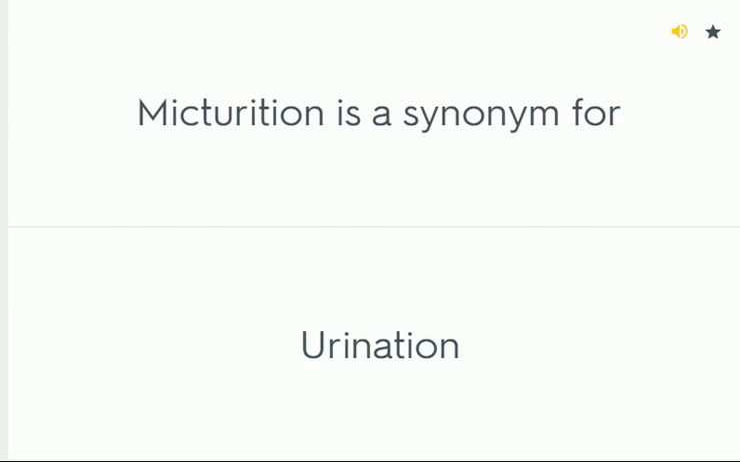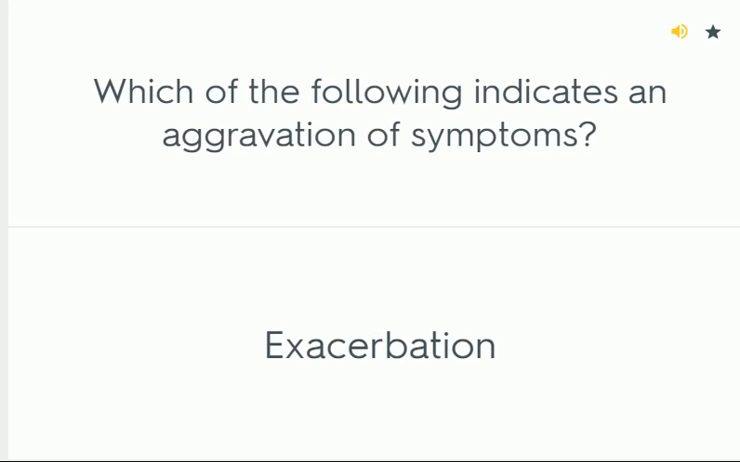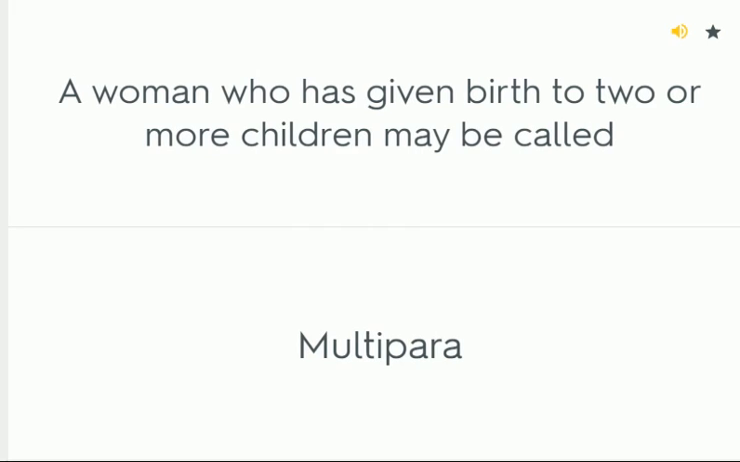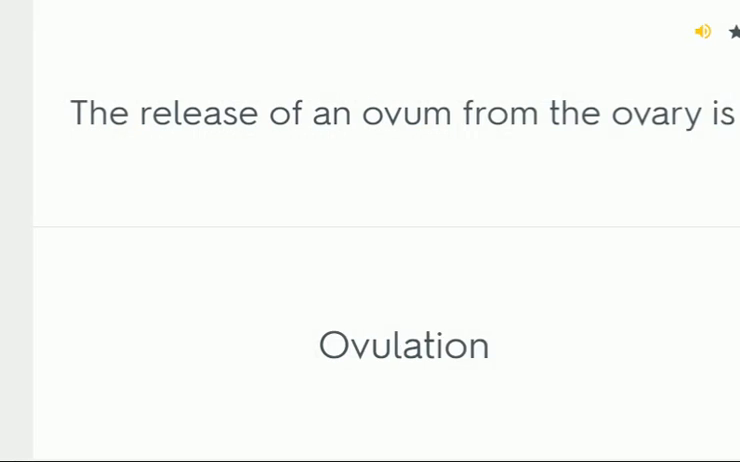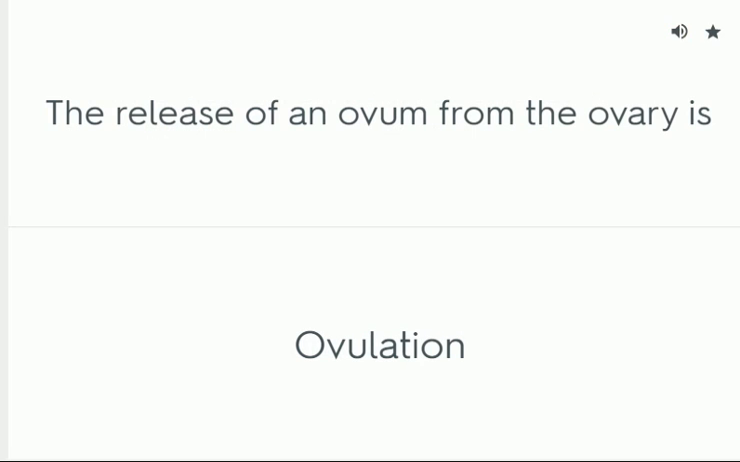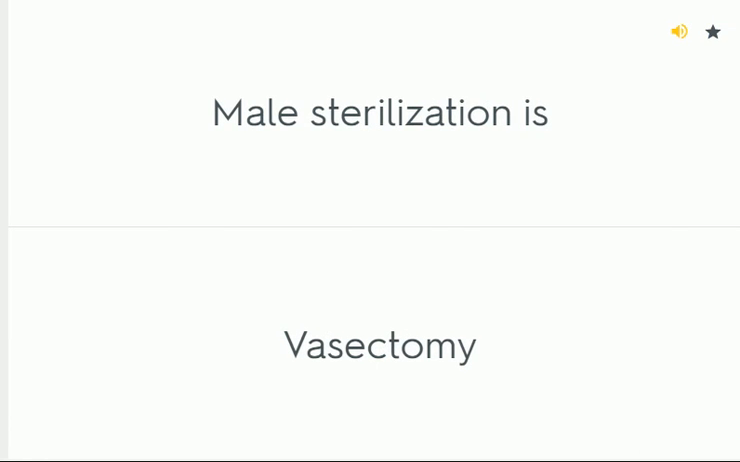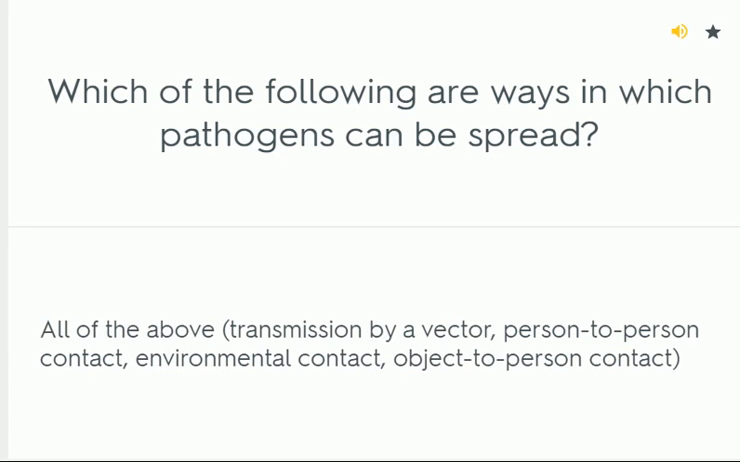Micturition is a synonym for urination. Which of the following indicates an aggravation of symptoms? Exacerbation. A woman who has given birth to 2 or more children may be called multipara. The release of an ovum from the ovary is ovulation. Male sterilization is vasectomy.